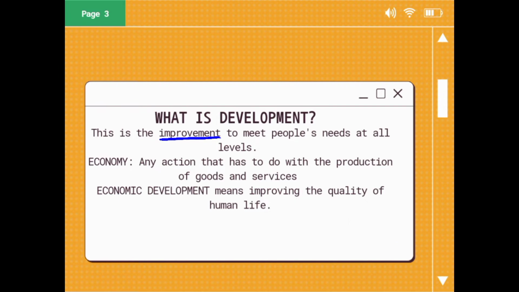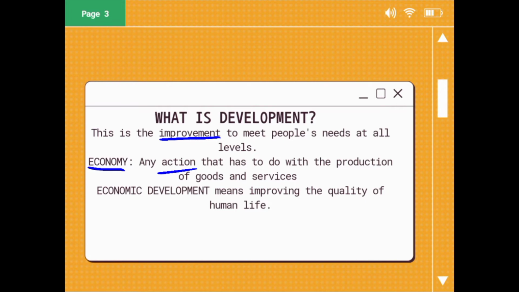Now, we are saying economic development. Hence, we need to know the meaning of this word, economy. What comes into your mind when you hear the word economy? So economy refers to any action that has to do with the production of goods and services. That is referred to as economy.